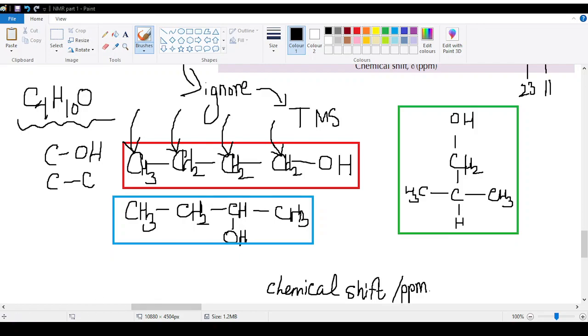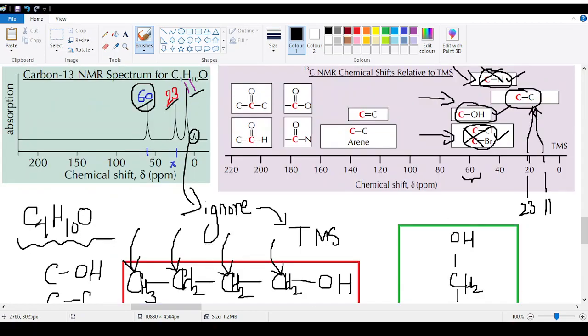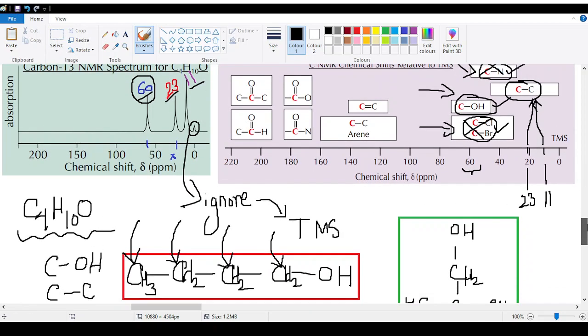Do we agree or not? Is it possible that this structure gave you this peak, or is it not possible? Is it possible that this red colored compound, the compound that I've highlighted in red, gave you that graph? Is it possible or is it not possible? What do you think?